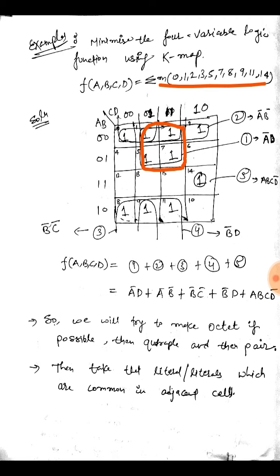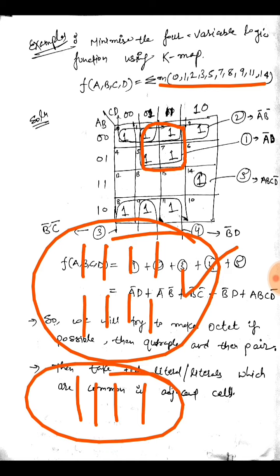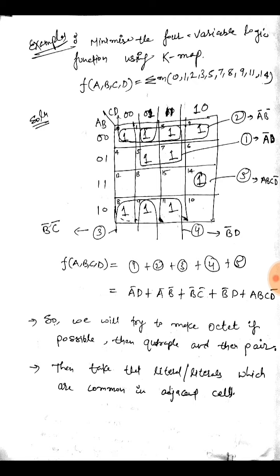So I will start from the maximum, that is if I can make an octet, that is if I can take 8 ones. If I can make an octet of 8 adjacent cells, I will start with that. If it is not possible, then I will make a quadruple of 4. Okay, or if it is not possible, then I will take a pair. And if some cell remains standalone, that is it cannot be paired with any of the max terms or the cells, then we let it remain like it.